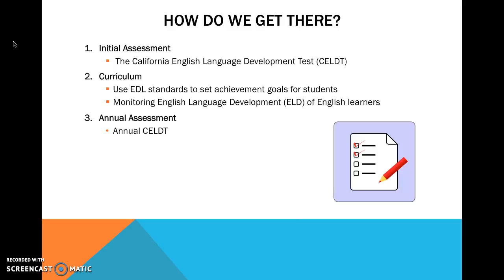Next step to evaluate is curriculum, and what we must do is use ELD standards to set achievement goals for these students. We do also need to monitor English language development of English learners. Lastly, we do have annual assessment, which is an annual CELDT test, which is what I explained before, is that students must retake this test every year to show their proficiency and their standing for the English language.